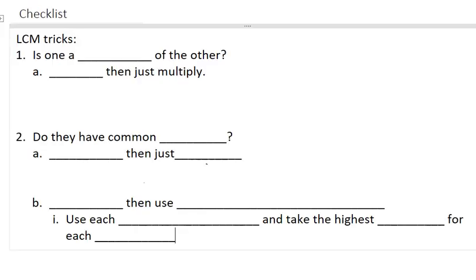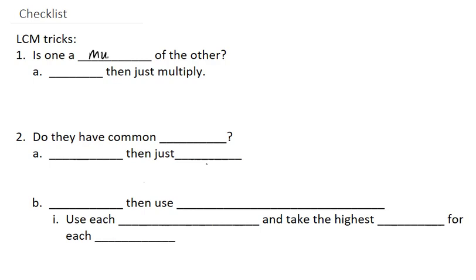We will call these the LCM tricks. It's a series of questions that you can ask yourself in order to solve for adding or subtracting fractions. The first question will be, is one a multiple of the other? And if the answer is yes, then just multiply. The example would be if it's 1/4 plus 3/16.